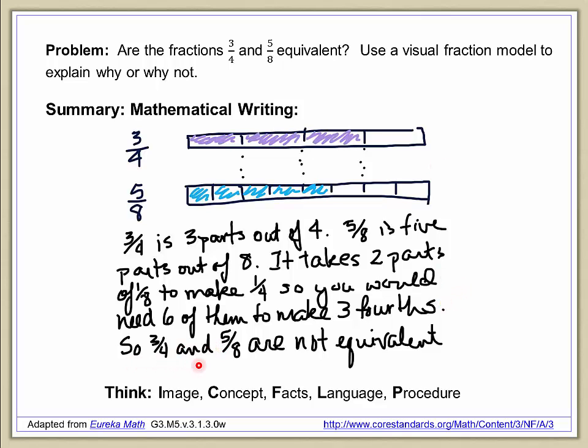So 3/4 and 5/8 are not equivalent because you would need 6. You'll see facts in here. 2 parts of 1/8 make a fourth. That's a fact. And the language, they're using the language equivalent and writing out the idea fairly clearly.